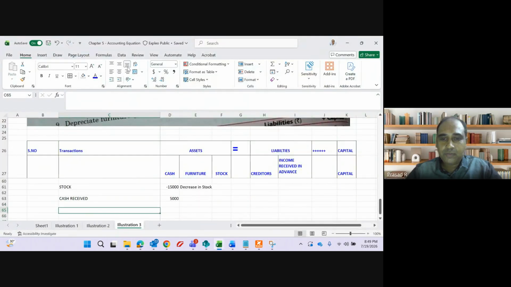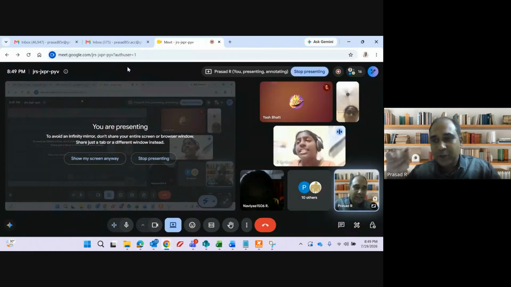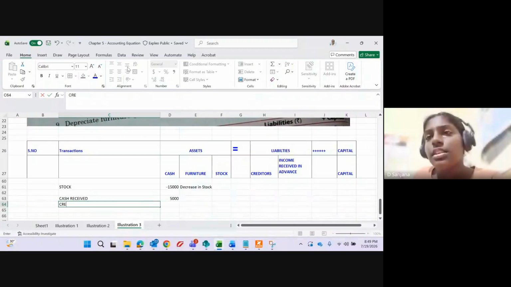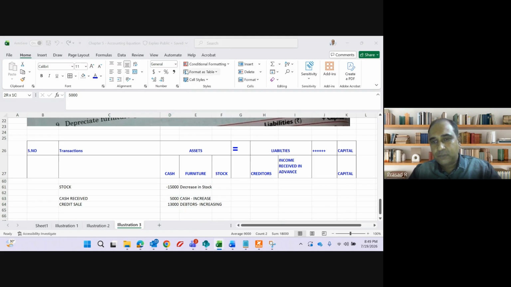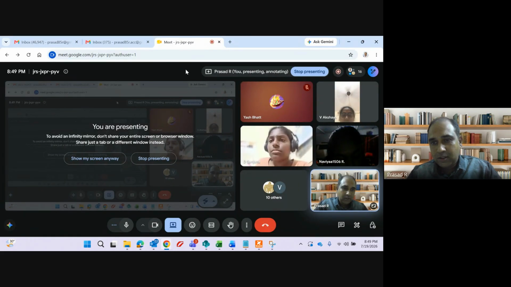And how much have I not received? 13,000. 18,000 is my sale value, so 13,000 will become my credit sale. This we will call debtors. Debtors is increasing. Cash is increasing.